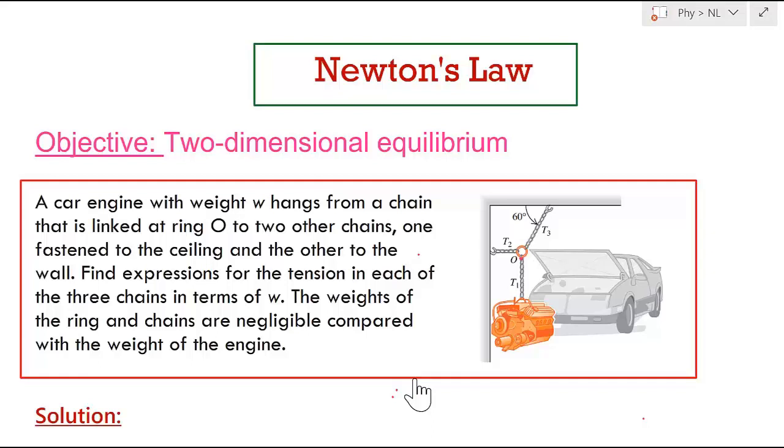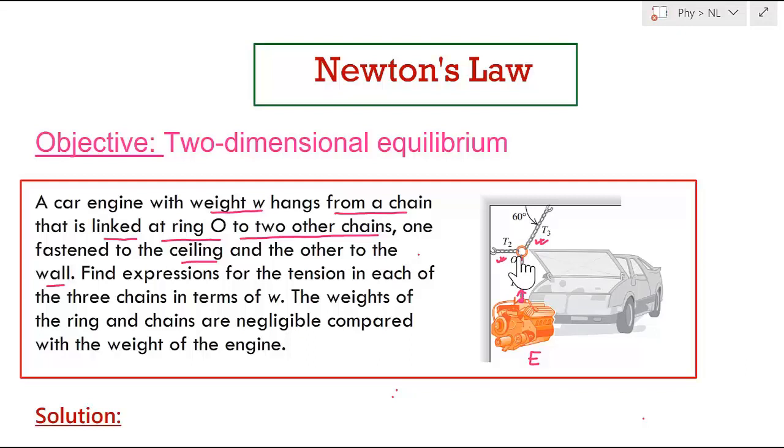So this problem says a car engine with weight W hangs from a chain that is linked at ring O to two other chains, one fastened to the ceiling and the other to the wall. So we have a car engine here and the weight of this engine is given, that is W. Now this engine is hung from a chain. So this is one chain. One end of this chain is attached to the engine and the other end of this chain is attached to a ring. And this ring is also supported by two other chains, this one and this one. One chain is inclined and the other chain is horizontal.